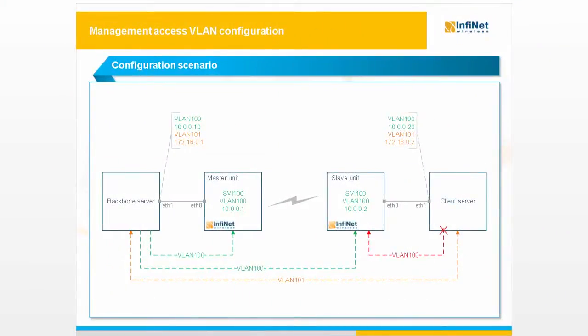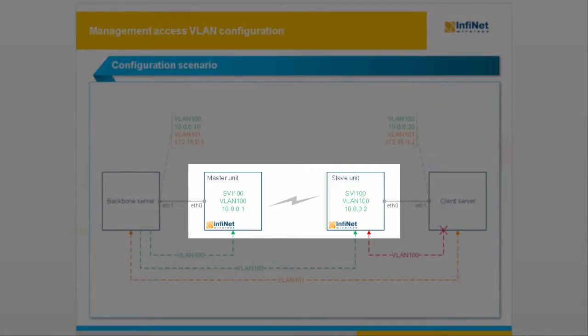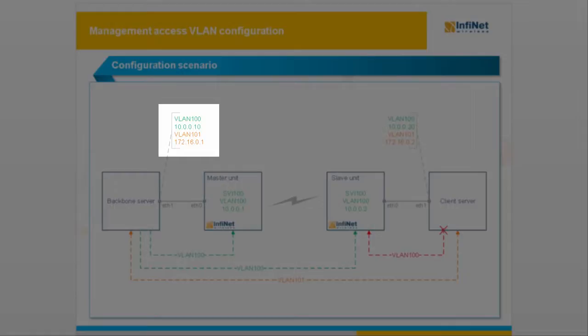The scenario used to present the management VLAN access feature includes a point-to-point link between two InfiNet wireless units and one server machine behind each radio unit. We'll set VLAN 100 and network 10.0.0.0/24 for the management access traffic, and VLAN 101 and network 172.16.0.0/24 for the data traffic.